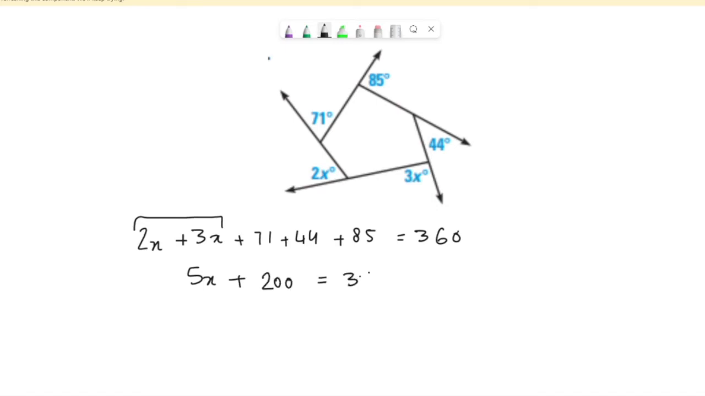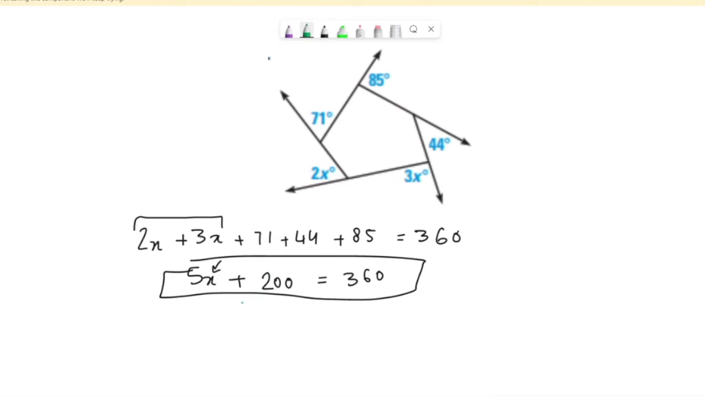which is equal to 360. This thing now looks like a two-step equation. If you want to know more about two-step equations, you will find the link in the description. You can have a look at the video of two-step equations and understand how it works. So we have to isolate our X. So whatever is extra with X, we have to do the opposite.